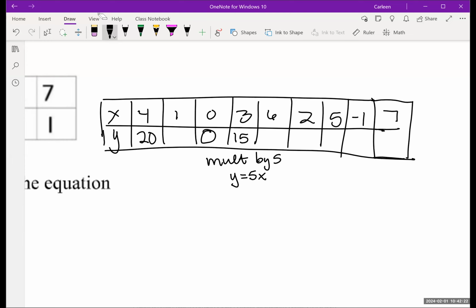So we go through, notice horizontally, all of the numbers are mixed up. They're randomly put in there. But vertically, there's a pattern: you take the top number and multiply by 5 to get the bottom number. So 4 times 5 is 20. 0 times 5 is 0. 6 times 5 is 30. 2 times 5 is 10. 5 times 5 is 25. -1 times 5 is -5, and 7 times 5 is 35.